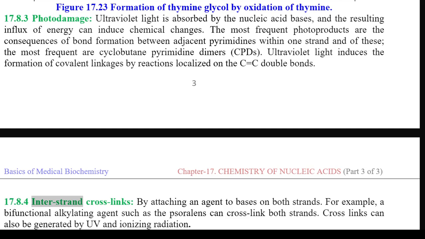17.8.4 Interstrand cross-links, by attaching an agent to bases on both strands. For example, a bifunctional alkylating agent such as the psoralens can cross-link both strands. Cross-links can also be generated by UV and ionizing radiation.